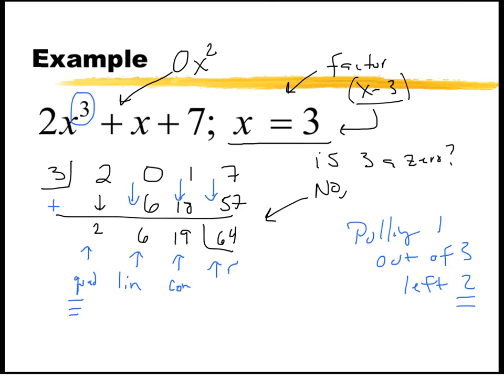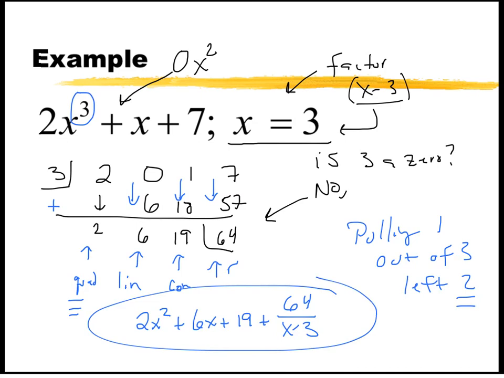And so let's go ahead and write this as a quadratic. So our solution would be 2x squared plus 6x plus 19 plus our remainder, which is 64, out of the x minus 3, which is what's left over. That's what was pulled out, or we were seeing how much of this we could pull out of our term. And so that is our final solution.